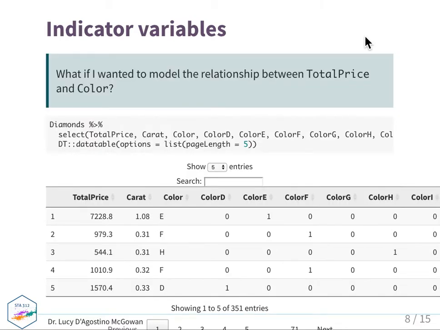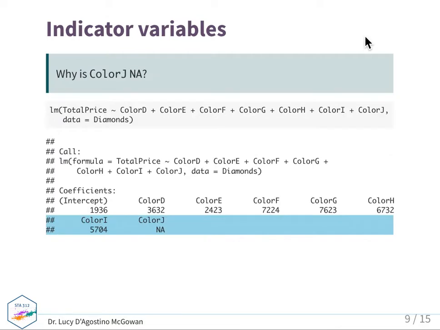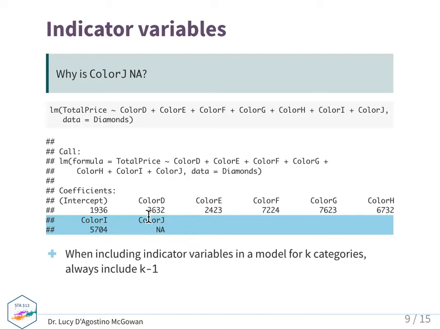So if I wanted to model the relationship between total price and color, what would I do? So here, when I fit this model, I'm including all of these indicator variables, color D all the way through color J. And I end up with these different estimates, beta coefficients for each of these indicator variables. But one of them is missing. Why is this color J missing?